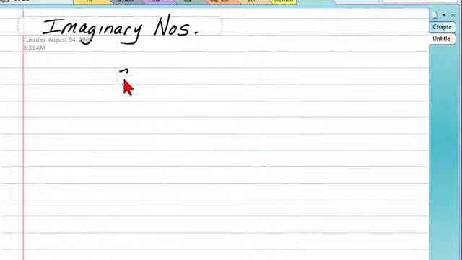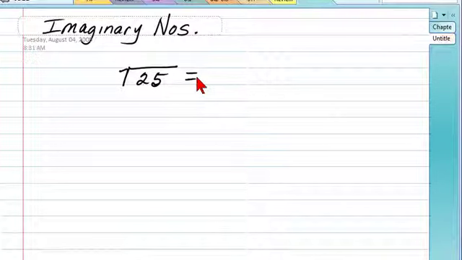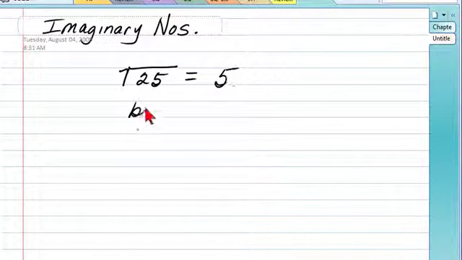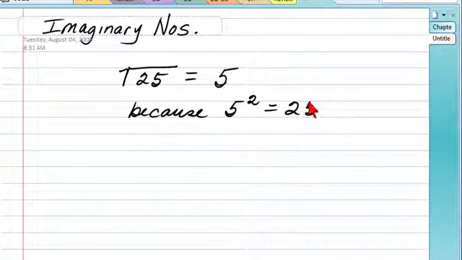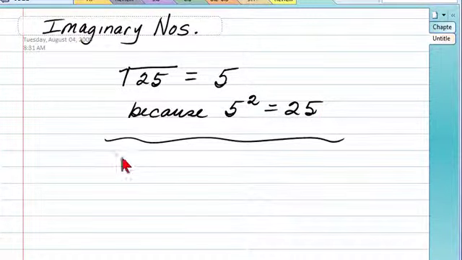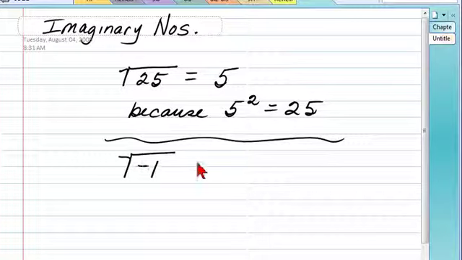All right, let me ask you a question. The square root of 25 is equal to what? It's equal to 5. And if I said, well, why? Because 5 squared is 25. Everybody agree with that? Now, what if I ask you, what is the square root of negative 1?